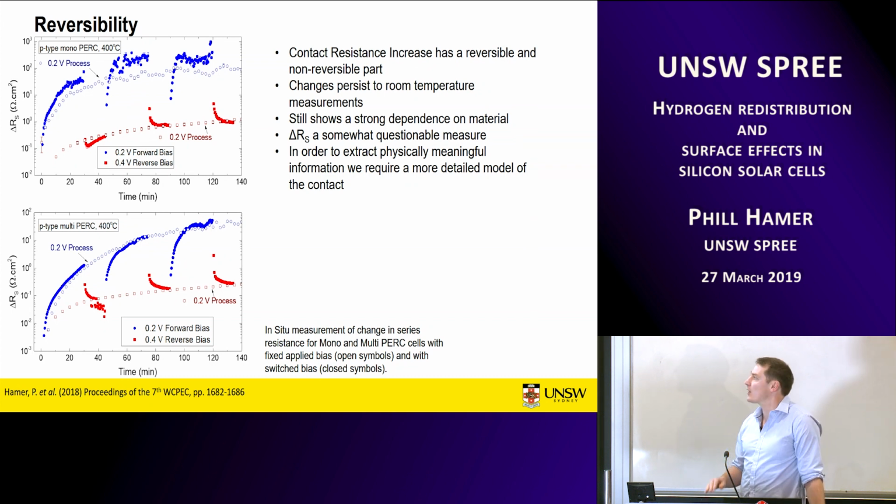But it's the properties of that Schottky contact that we really need to actually probe in terms of the barrier height and the number of interface states that gives us the physically meaningful data, which then allows us to get extra information about the motion of hydrogen.